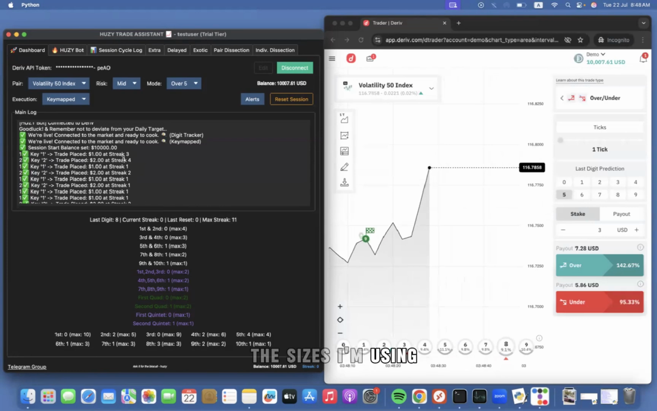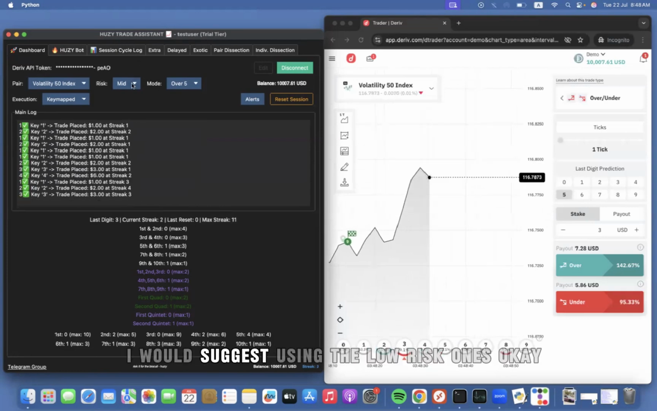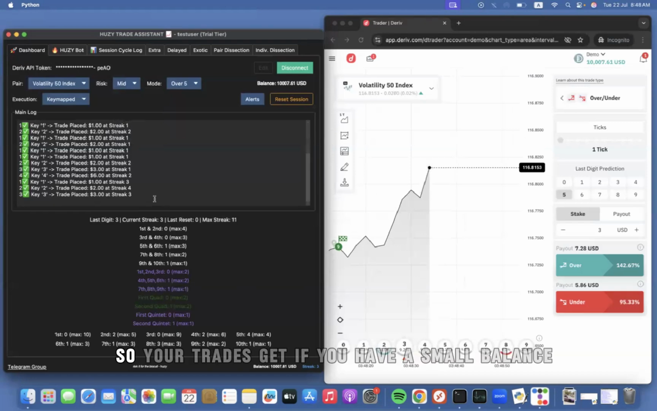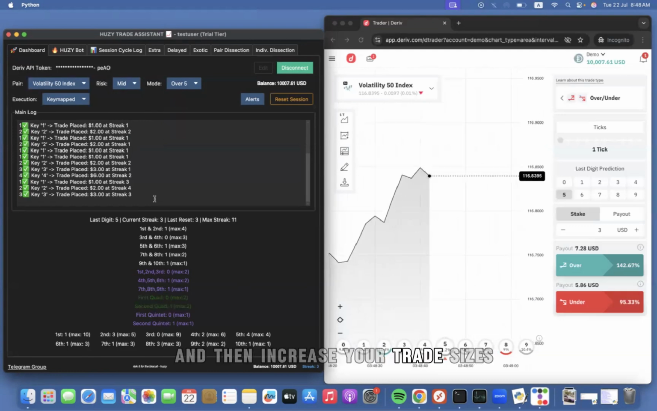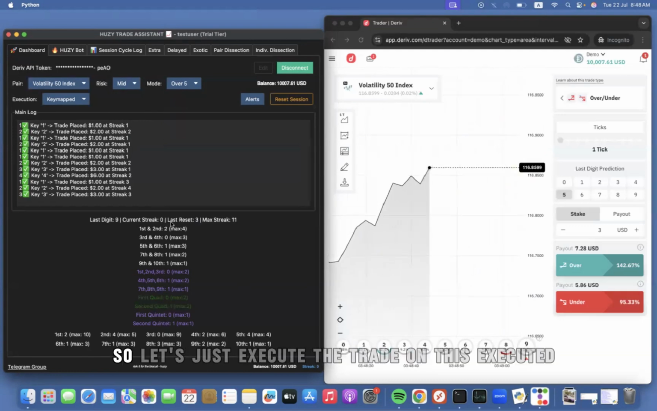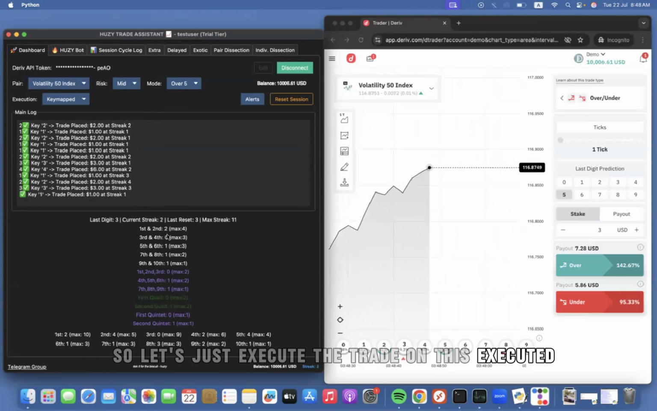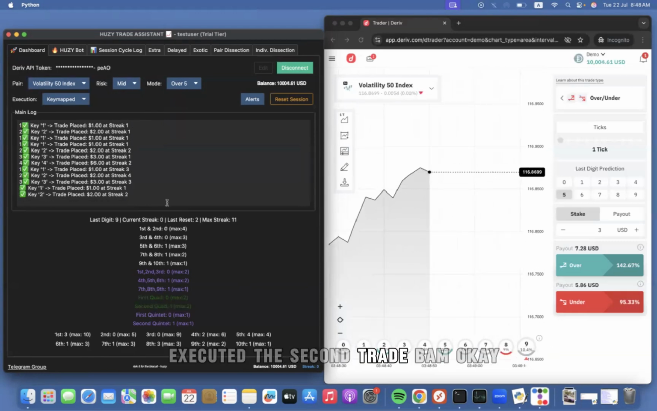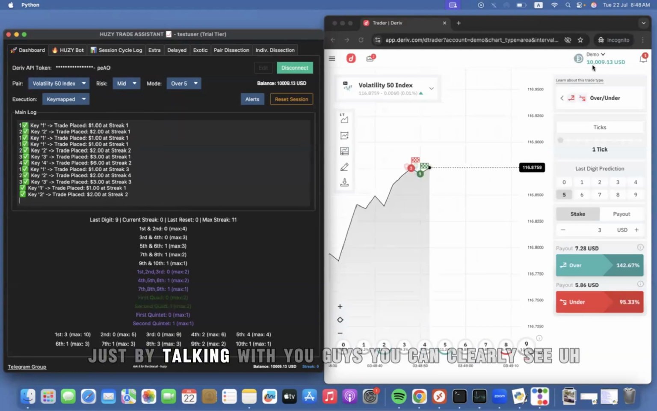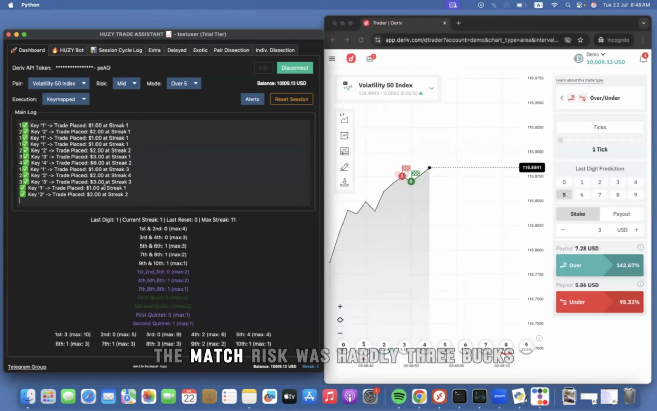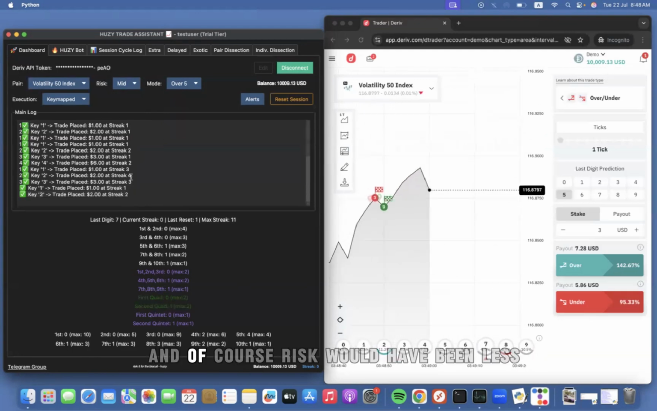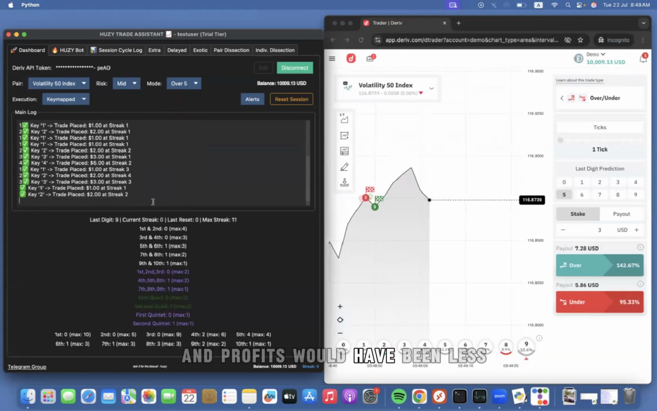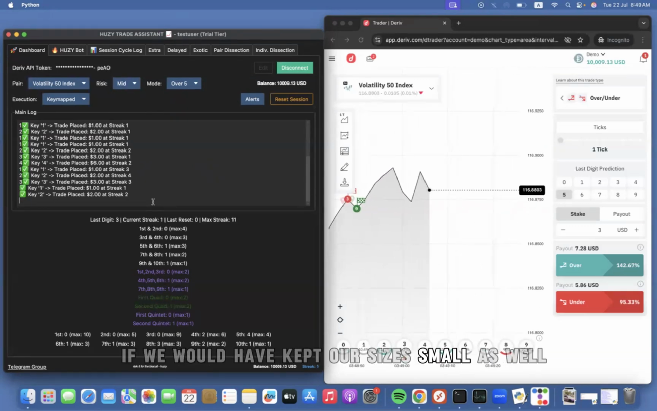The sizes I'm using are for the mid-risk settings. I would suggest using the low-risk ones. Okay, so if you have a small balance, you can potentially grow it and then increase your trade sizes so you can capitalize on that. Okay, so let's just execute the trade on this. Executed, executed the second trade, bam. Just by talking with you guys, you can clearly see the max risk was hardly $3 and we came out profitable. And of course, risk would have been less and profits would have been less if we had kept our sizes small as well.